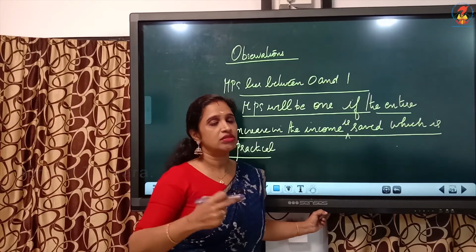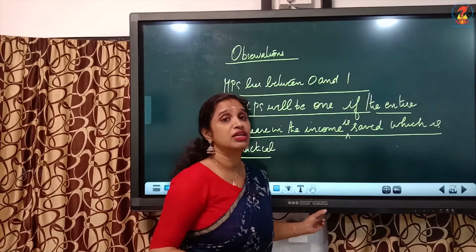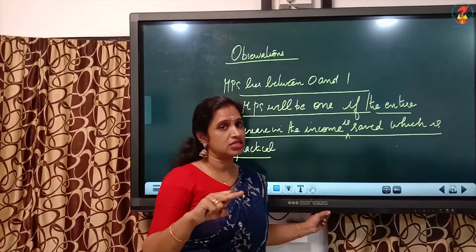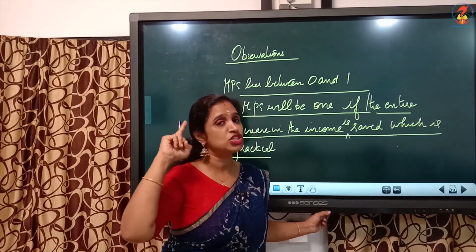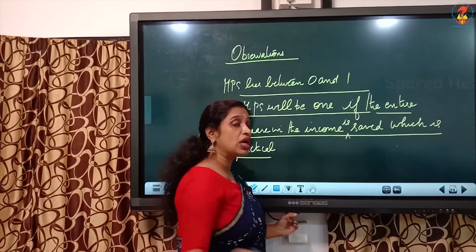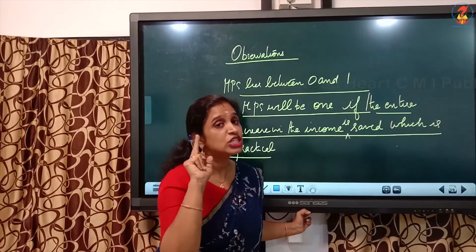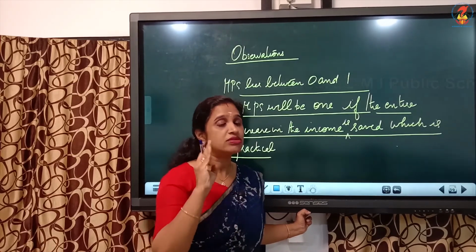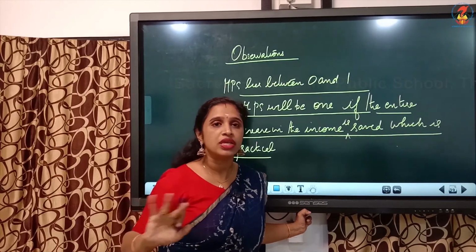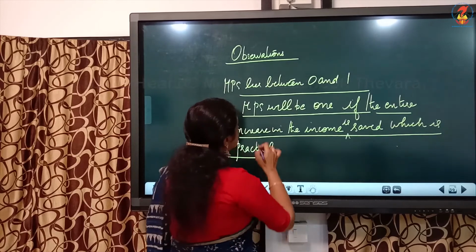Every increase in the income, a part of it is used for consumption also. Therefore, we can say marginal propensity to save should not be equal to 1. It should lie between 0 and 1. If it is 1, it means what? The entire increase in the income is saved. That is not practical. A part of it is used for consumption also.